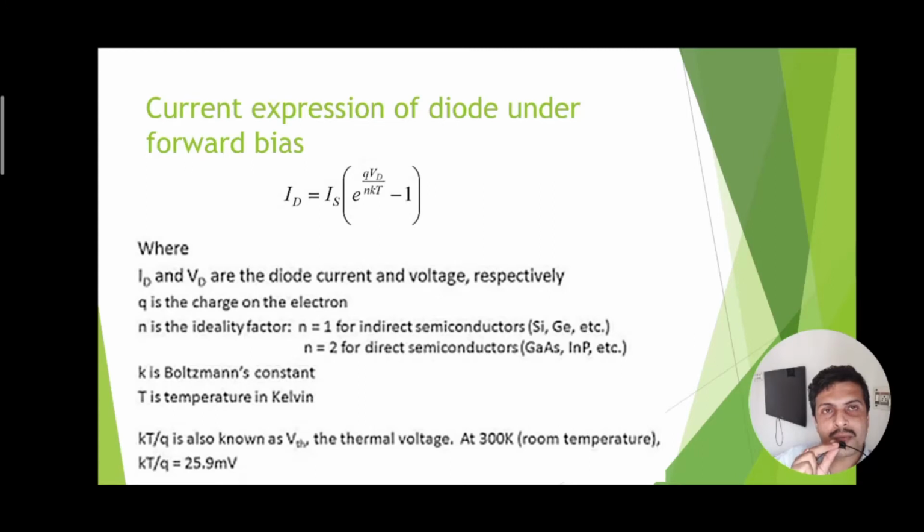This is the current expression for the diode under the forward bias, where ID stands for the diode current and IS stands for the reverse saturation current. VD is the diode voltage, K is the Boltzmann constant, capital T is the absolute temperature, small q is the electron charge. So here KT by q stands for the ambient temperature equivalent voltage, that is approximately 26 millivolts at 300 Kelvin temperature.